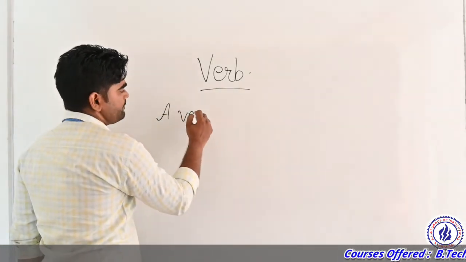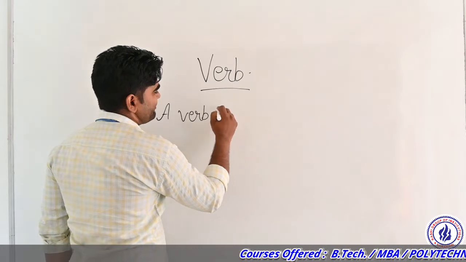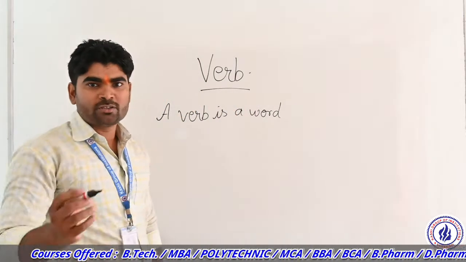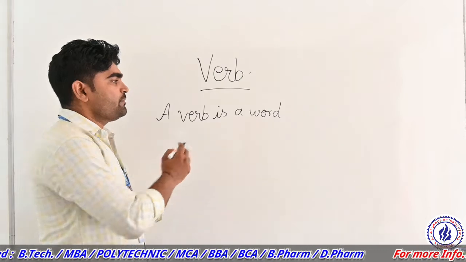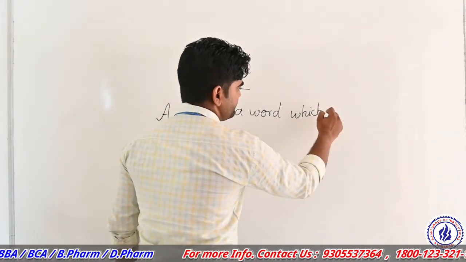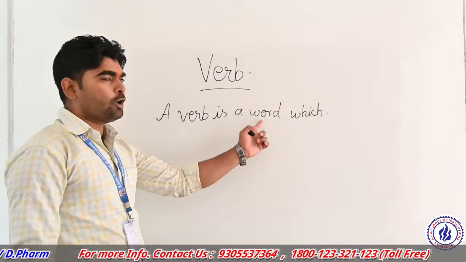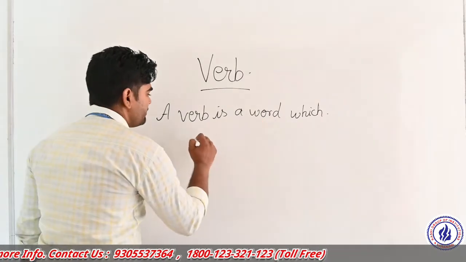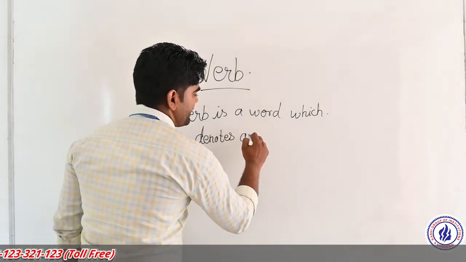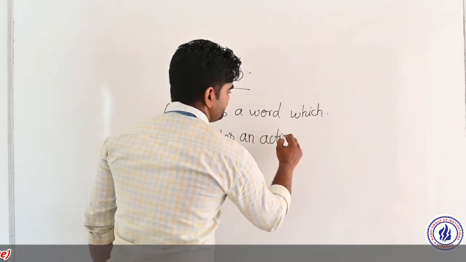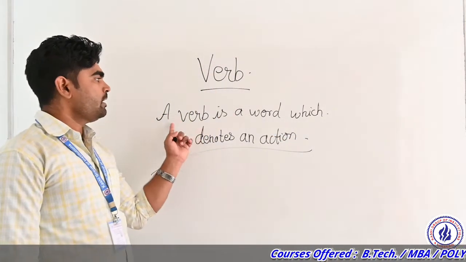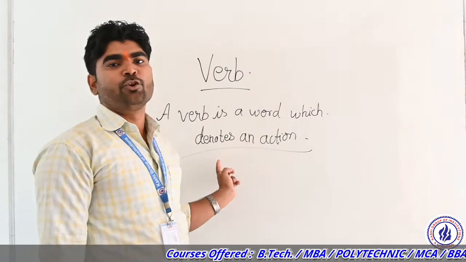A verb is a word. Okay, what is a verb? A verb is a word which, what does this word do? It denotes an action. Okay, what is a verb? A verb is a word which denotes an action.